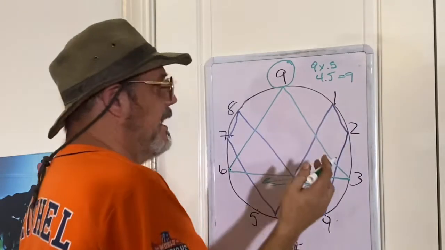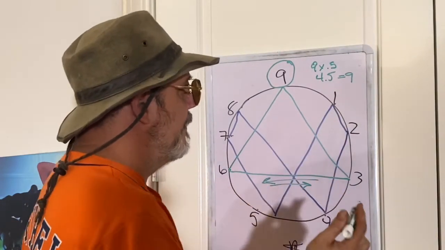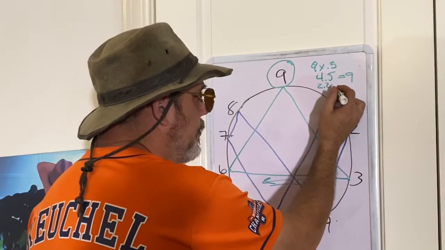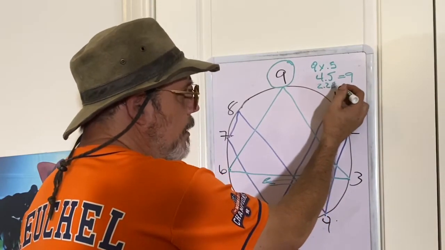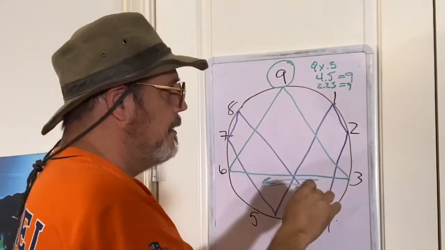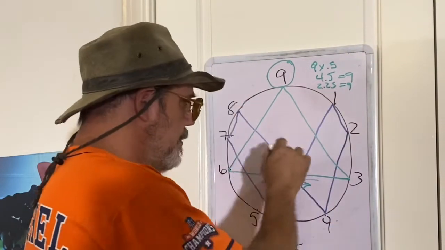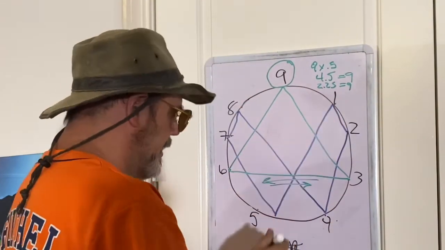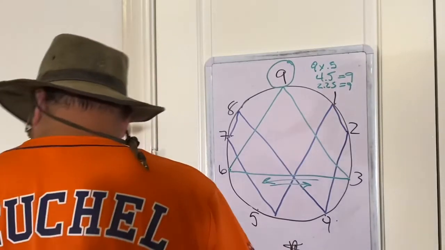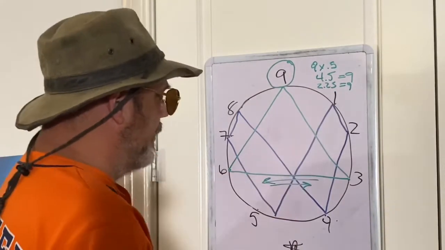Okay, 4.5 divided by 2 is what? 2.25. So 2.25, 2 plus 2 equals 4, plus 5 equals 9. So either way you go, up or down, it resolves to itself. These resolve to the following number here. So this is what the actual direction of the pattern goes.